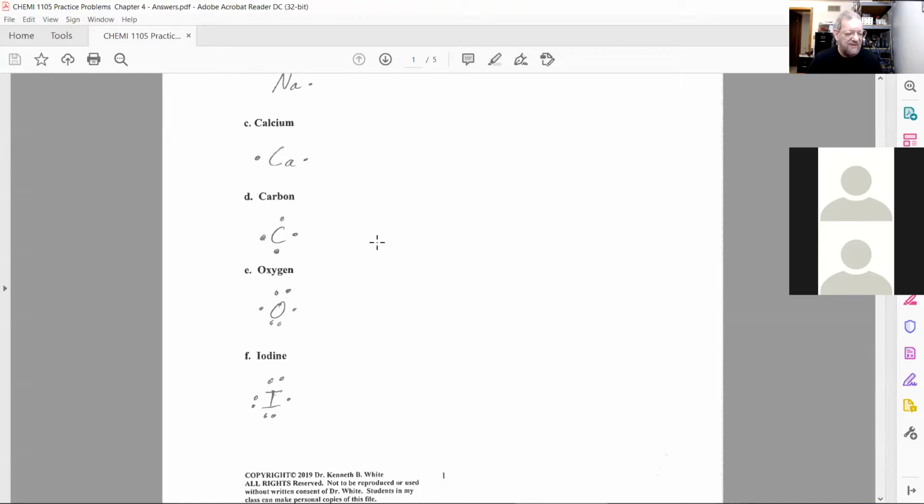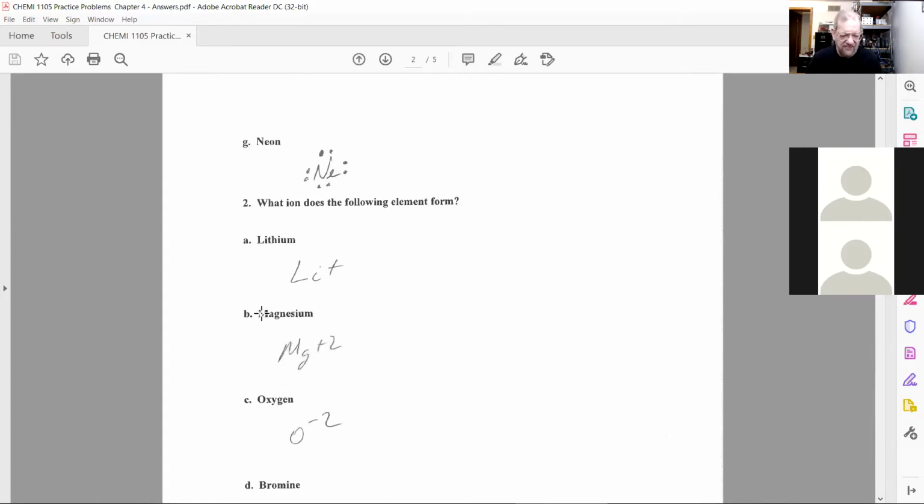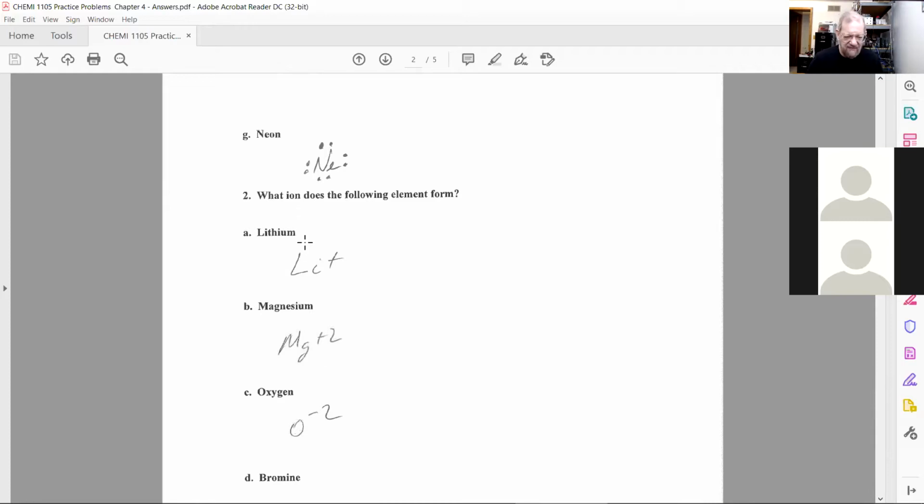Now, oxygen, organic chemists like to put the paired electrons top and bottom, but there are other variations of this. Two sides have two dots, two sides have one dot, because oxygen has 6 valence electrons. And there's iodine. All right, now, what ion does the following element form?